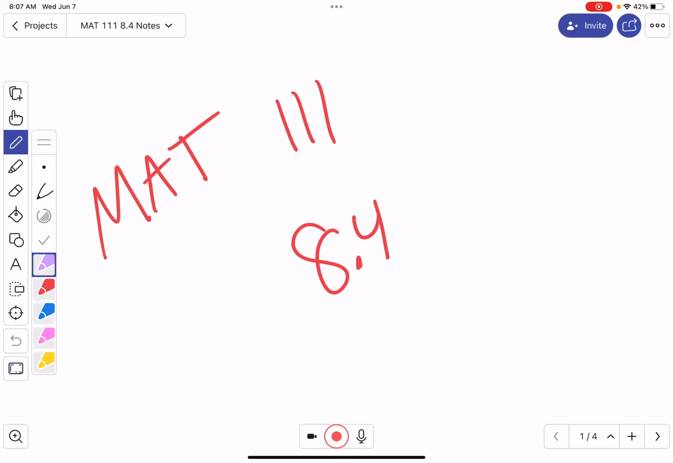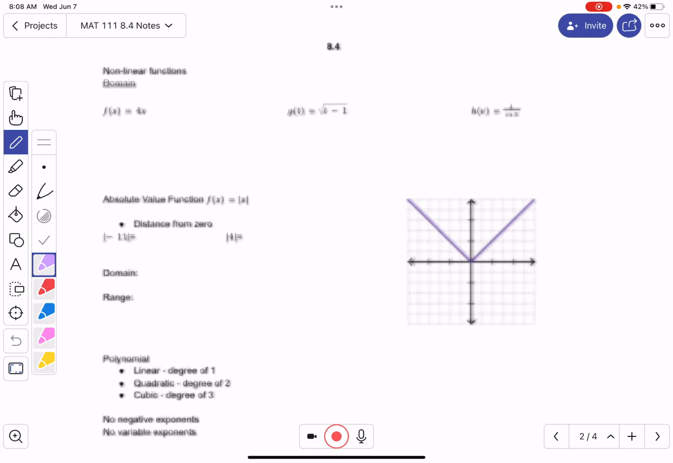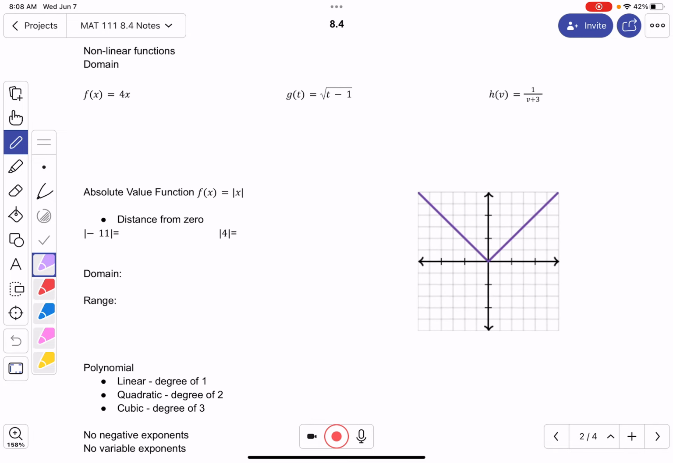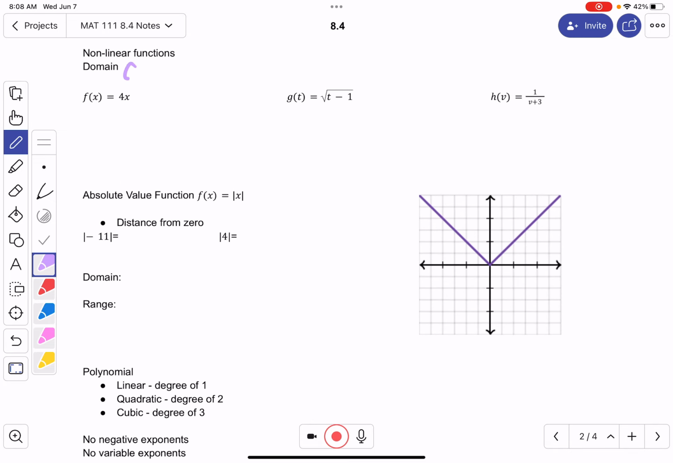This video is going to cover section 8.4, which is going to look at nonlinear functions. As we review, a domain is all possible x values, and for most functions, that's negative infinity to infinity. For example, if it's a line, it's going to go forever on the right, forever on the left, negative infinity to infinity.